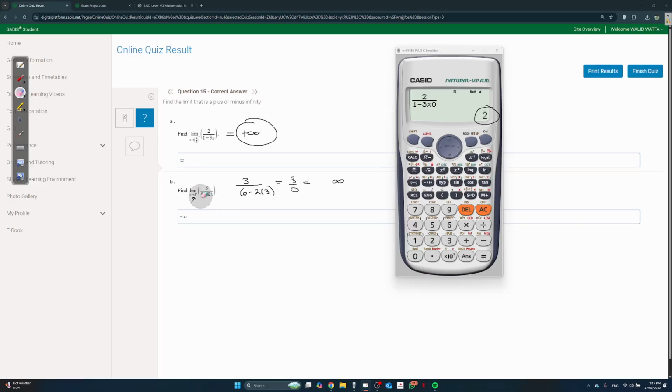So over here, since they're saying 3 plus, are we going to choose 2 or 4? We're going to choose 4 because we're saying 3 plus. So we're looking at it from the right side. What's to the right of 3? 4. Okay? So substituting 4, you're going to get 3 over 6 minus 2 into 4, which is 3 over negative 2, negative 3 over 2. Which is a negative answer. So what does that mean this infinity is going to be? Negative.